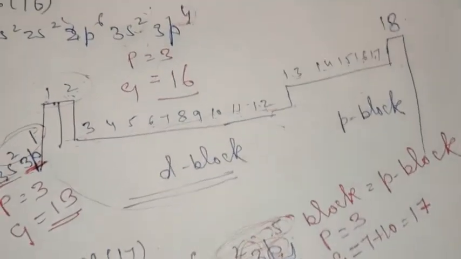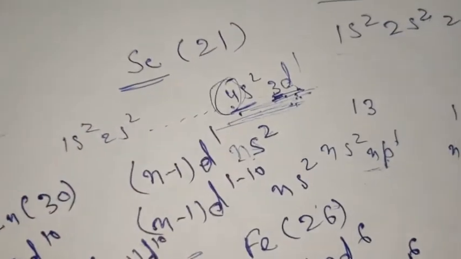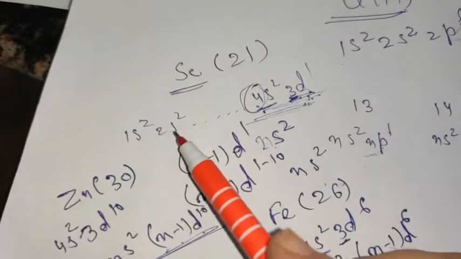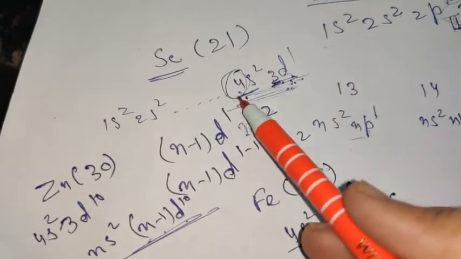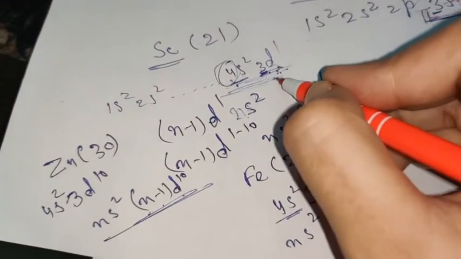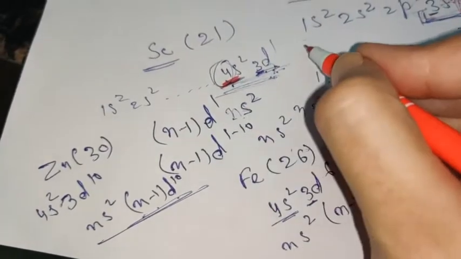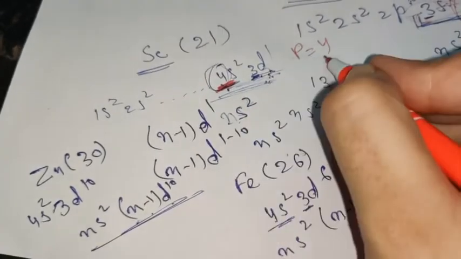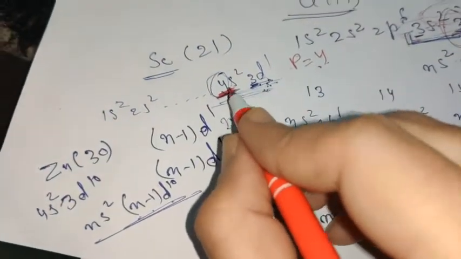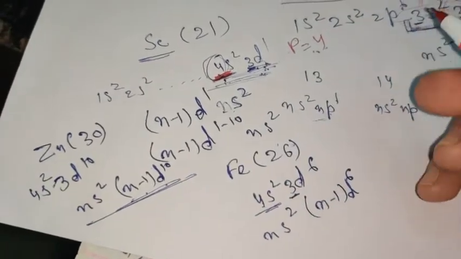Okay, now moving on to the d block elements. Here I have mentioned some d block elements also. The first is scandium. In case of d block, 1s2, 2s2 and 4s2, 3d1. This is the electronic configuration. Block is D. Highest value of n is 4 here, as you can see. So the period is 4. Scandium is present in the 4th period. We always observe the highest value of shell to find out the period number. The way to find the value of period is the same in all the block elements.